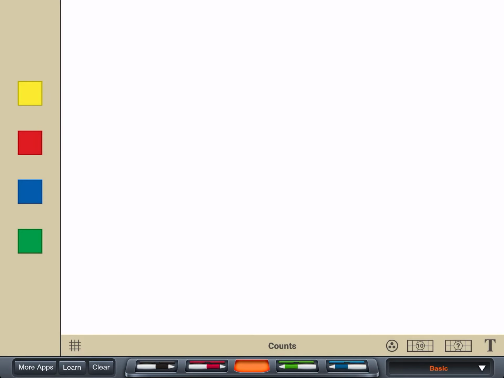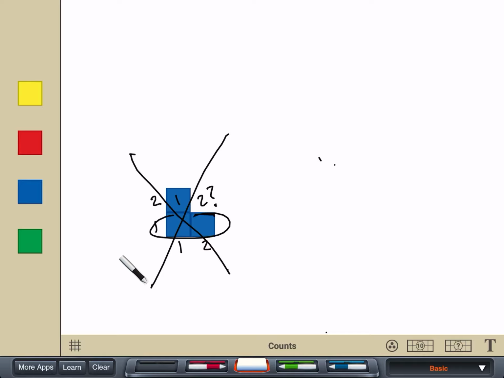All right, let's do another one. How about this? Is this a perfect square? We're going to count and find out. 1, 2, 1, 2. Okay, so it looks like it could be 2 times 2. We have 1 set of 2. Uh-oh. 1, 2. We don't have a 2 there. This is not a perfect square.